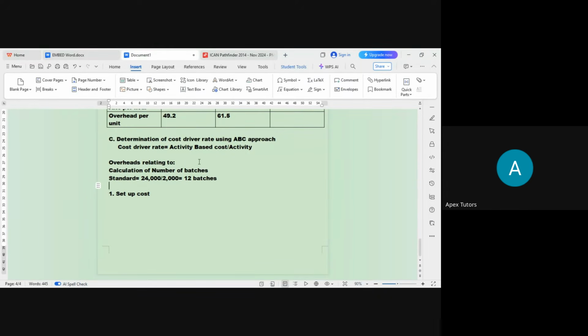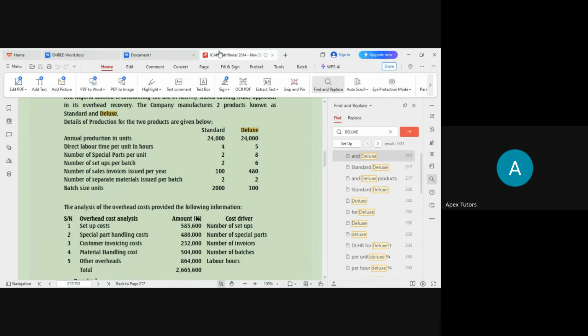12 batches. But the loss is what? How many quantity units do we have for the loss? It is 24,000. Batch size in units is what? In the question it is 100. So how many batches will you have for the loss? 24,000 divided by 100 should be 240. 240 batches.